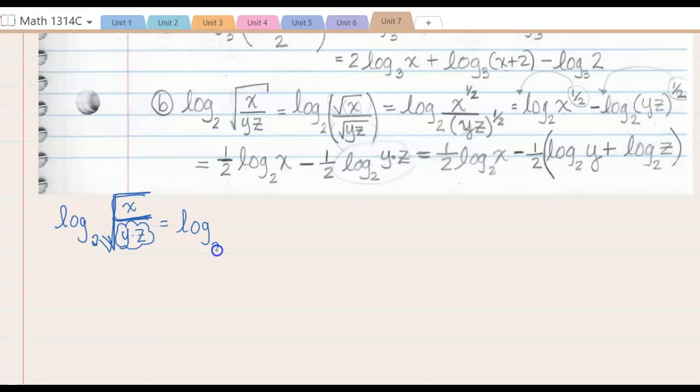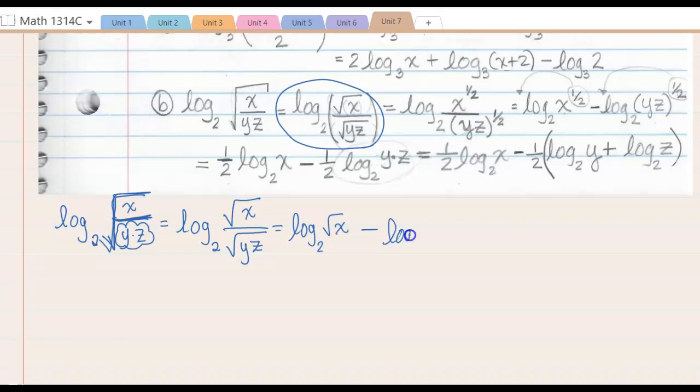So if we have the log of base 2, I can get the square root at the top and the square root at the bottom. And that's what you see here. Now I can use our quotient rule. So the log of base 2 of the square root of x minus log of base 2 of the square root of y times z.